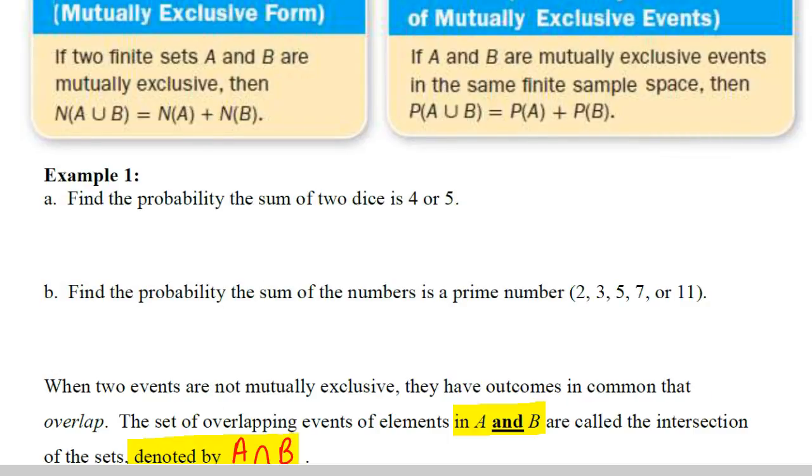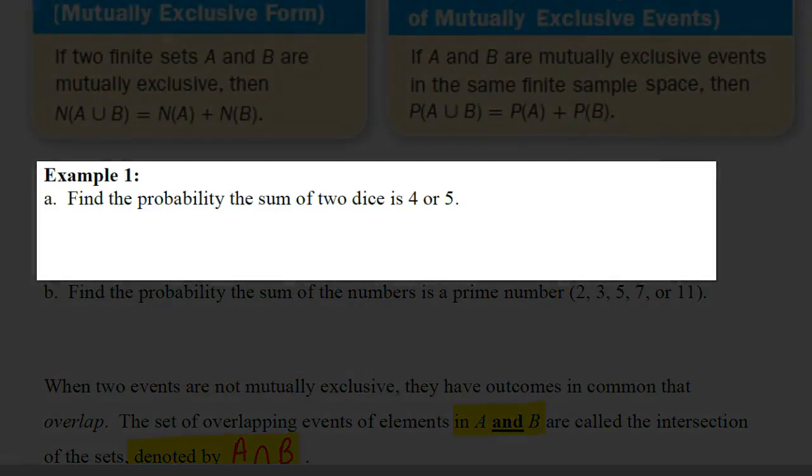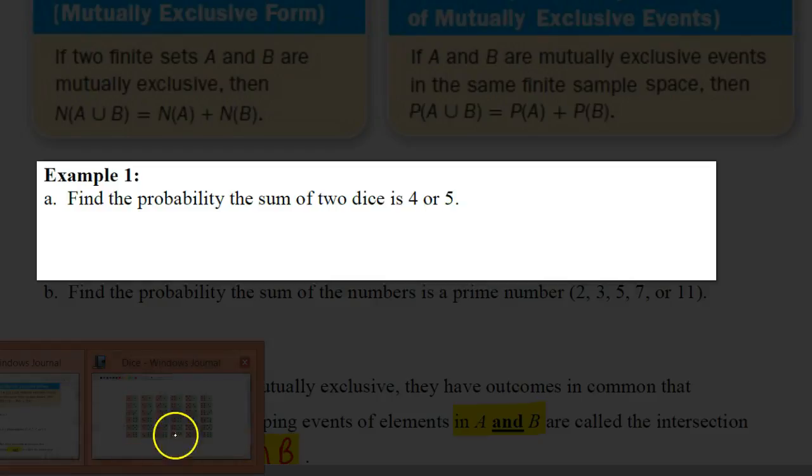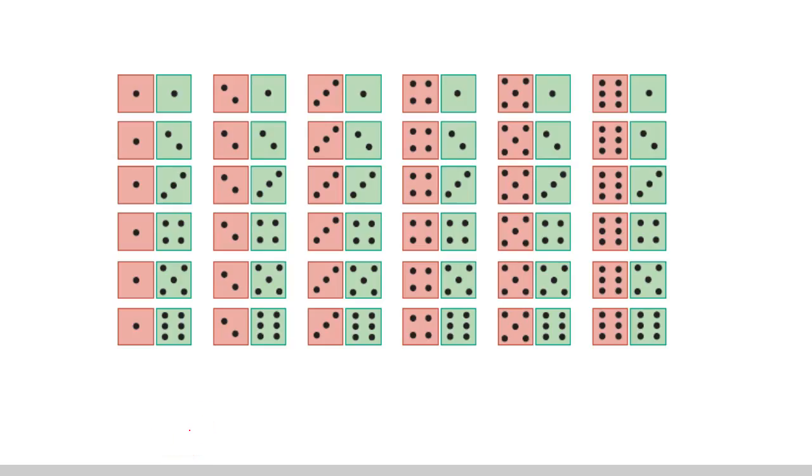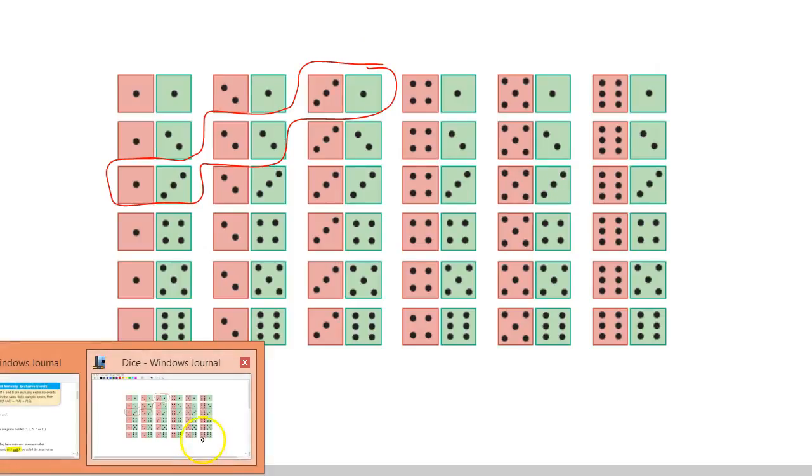So let's look at this first example. It says find the probability the sum of two dice is 4 or 5. Now remember, you have this card with all the different possible outcomes for two dice. So let's look at this card for a second. Again, we're trying to find the probability that the sum of two dice is a 4 or 5. So let's just look at the times that we have a sum of 4. And that happens right here. So that happens 3 times out of 36 outcomes.